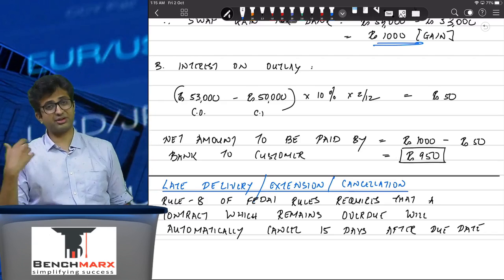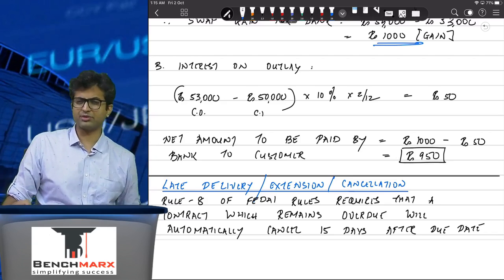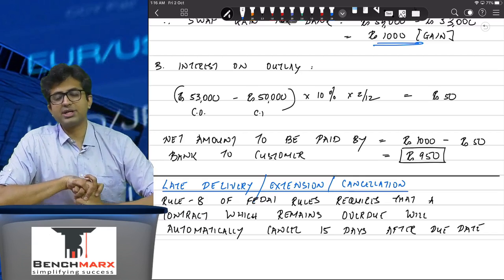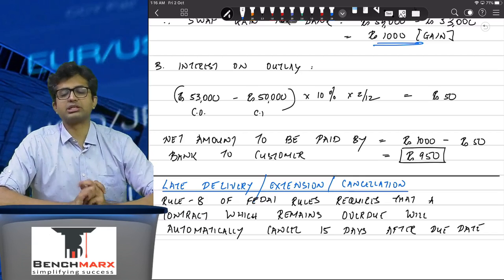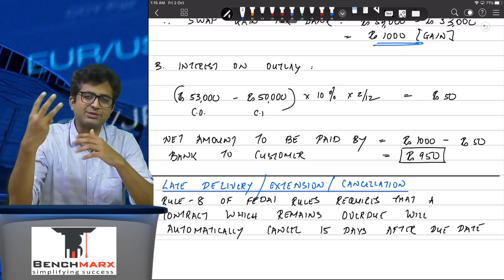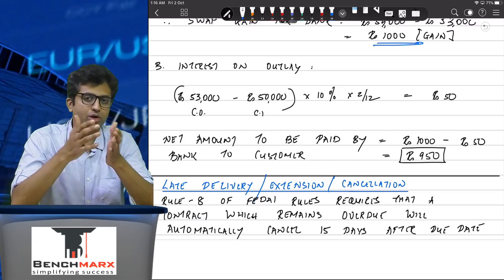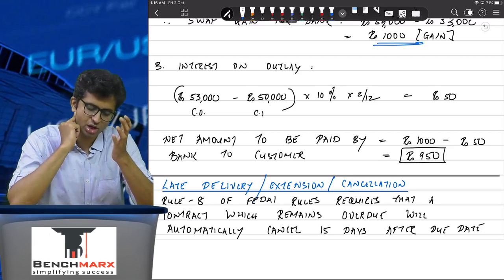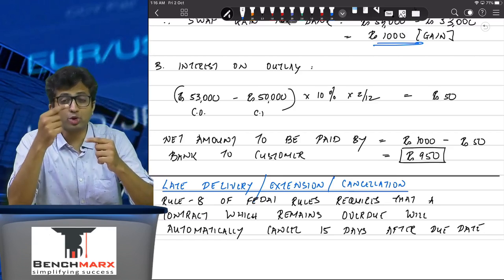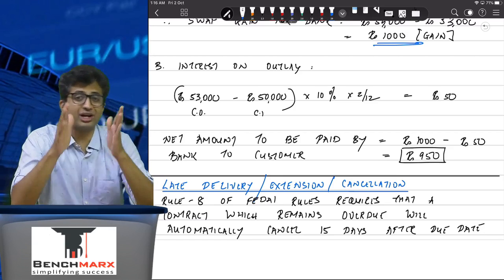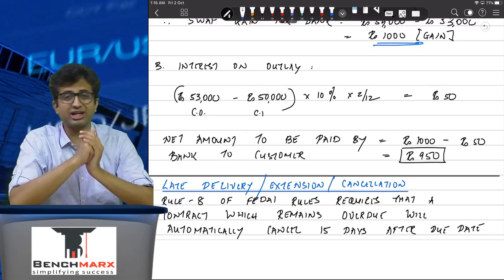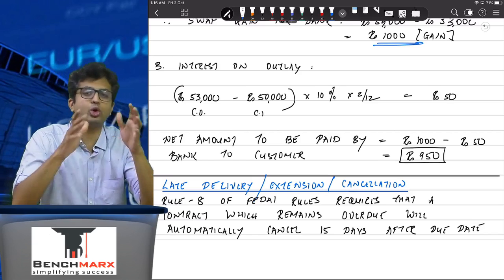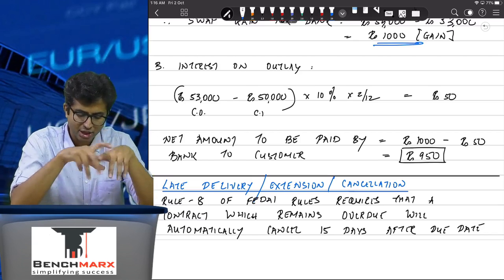Late delivery or extension, if time permits and if possible, I would want to make a separate video for this. It is fairly tricky and complicated. It is based on rule 8 of the FEDAI rules, which requires an automatic cancellation. Like bills of exchange have a grace period of 3 days, a forward contract also has a grace period of around 15 days, after which it automatically gets cancelled. So if you don't approach on the due date, if you approach even after the due date, within a 15-day period, the banker will honor your contract, and it does not automatically get cancelled on the same day. It gets cancelled if you don't approach within a period of 15 days. So this is as per FEDAI rules.